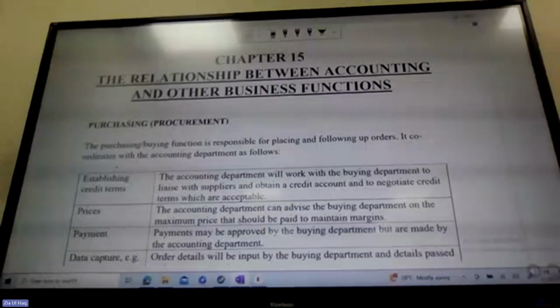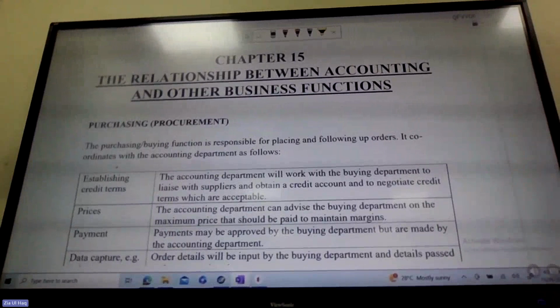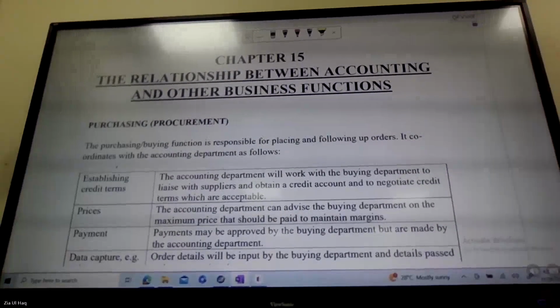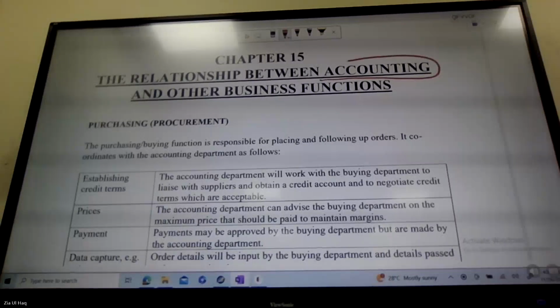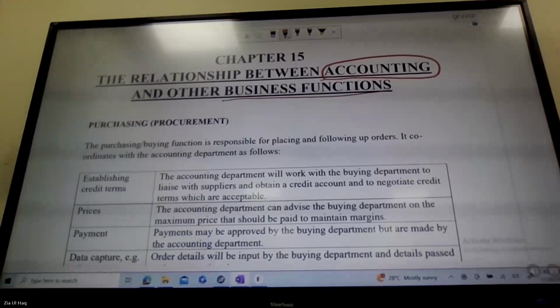Business and Technology, Chapter 15. The name of the chapter is the relationship between accounting and other business functions. I mean, how the accounting department communicates with other different departments of the business.